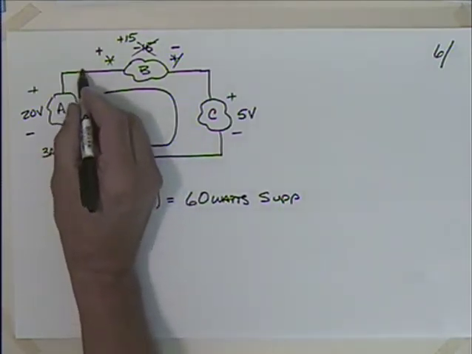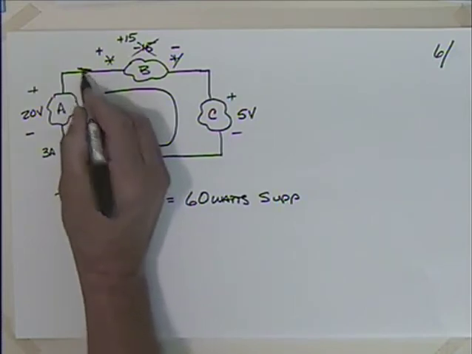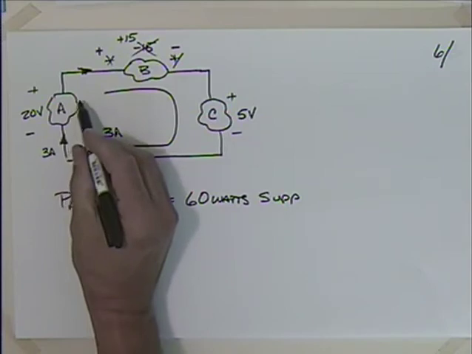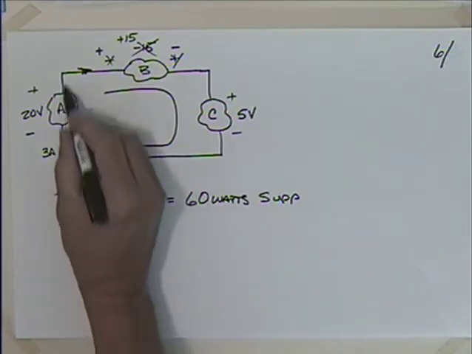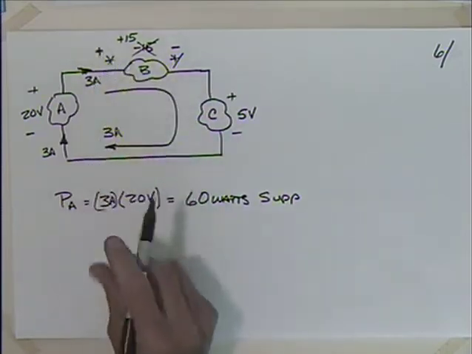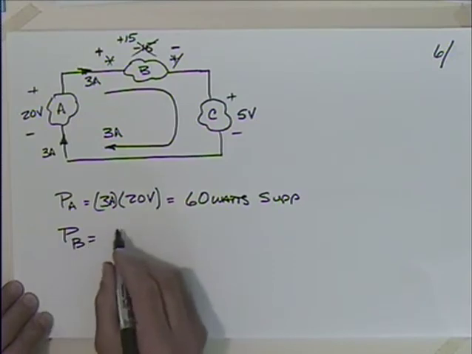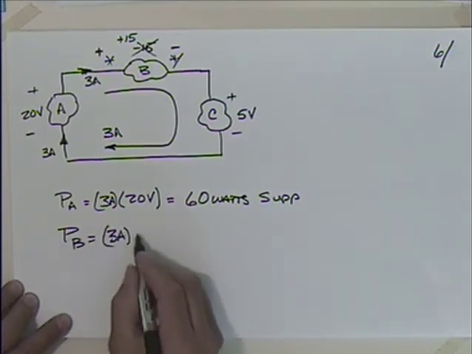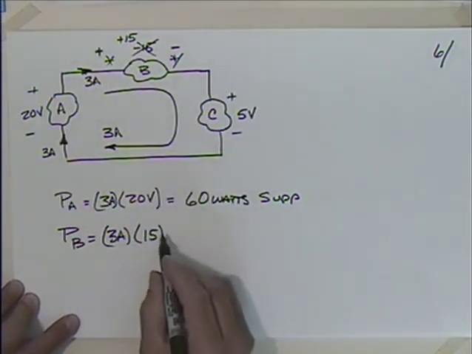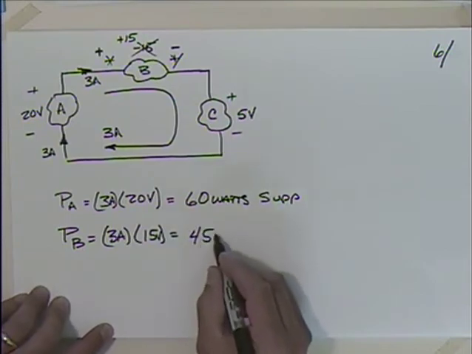Okay. Well, let's come up here. This 3 amps continues on. We have 3 amps here. We have 3 amps here. There's no turnoff for current. We don't have a current heading this way. It's going around the perimeter of this, so we still have 3 amps there, right? And now it's entering the positive terminal. Okay, so I could say that power for B is equal to 3 amps times 15 volts. Because I've got the positive here, I'm going to use positive 15 volts, which gives me what, 45 watts.